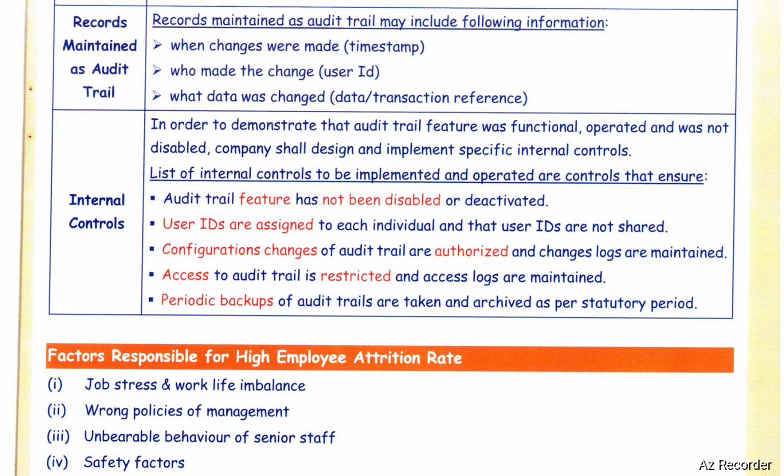Internal controls. In order to demonstrate that the audit trail feature was functional, operated, and wasn't disabled, companies shall design and implement specific internal controls. The list of internal controls to be implemented and operated are: controls that ensure the audit trail feature has not been disabled or deactivated; user IDs are assigned to each individual and user IDs are not shared; configuration changes of the audit trail are authorized and change logs are maintained; access to the audit trail is restricted and access logs are maintained; periodic backups of audit trails are taken and archived as per the statutory period.